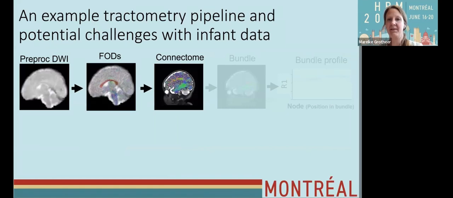Once we have preprocessed the diffusion data, next we need to generate a connectome or tractogram. For this, we will use an approach referred to as multi-shell multi-tissue constrained spherical deconvolution. There's obviously a lot to unpack there, so let's start with constrained spherical deconvolution.